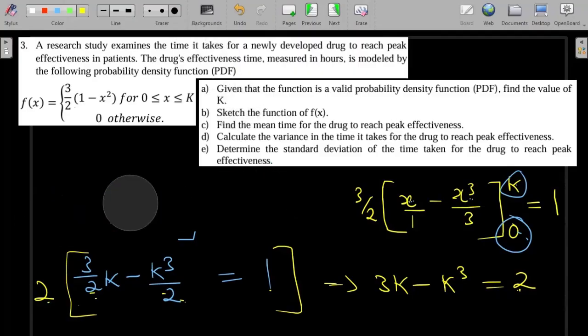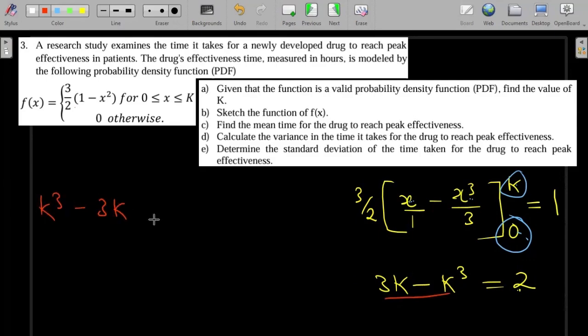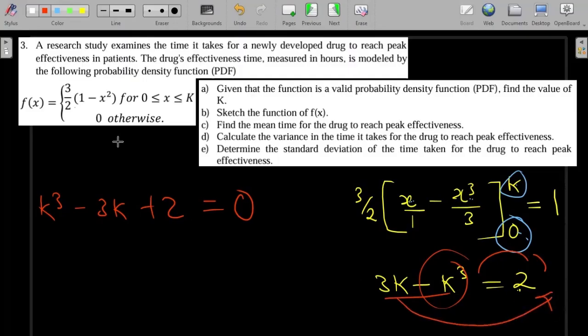So we notice there that we have a cubic function. So that's why you learned the cubic function. So you use the root test to test for factors here. Maybe we should move all of this to the other side. So it will be k to the power 3 minus 3k plus 2 equals 0. So what I've done here is just move this one to the other side, this one to the other side. So I now have this, and then from there I can look for some factors.